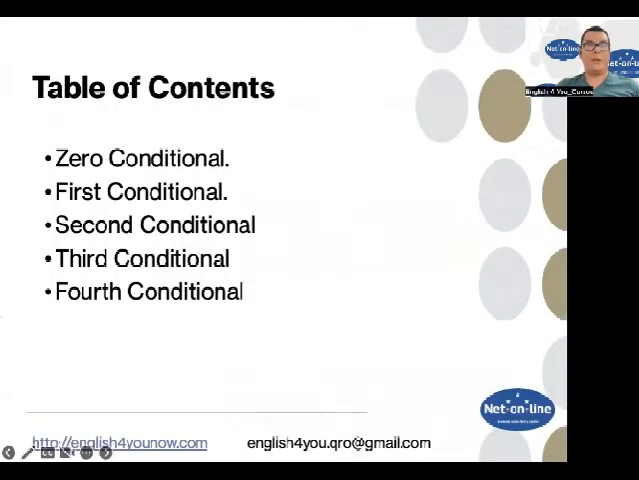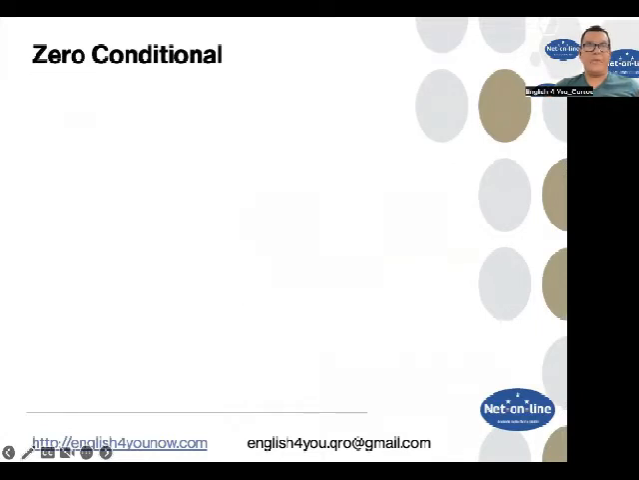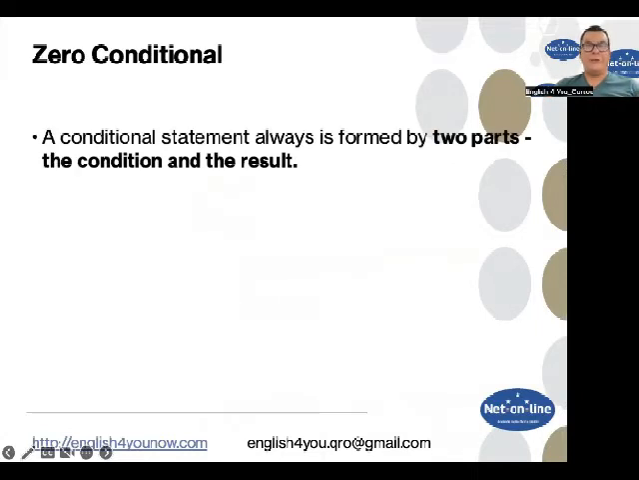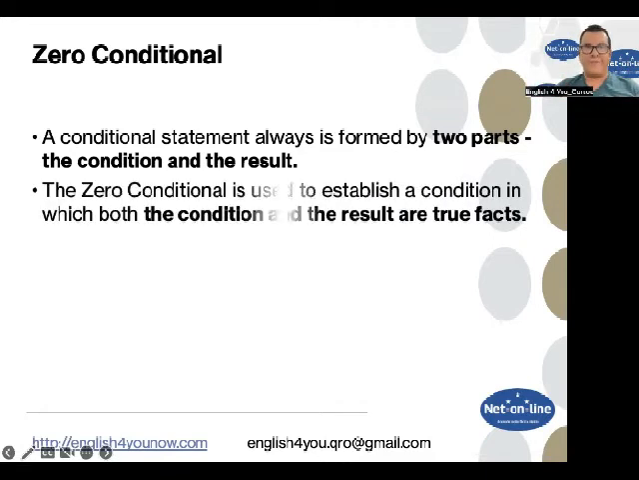Okay, so we're gonna get started today, the zero conditional. Here we go. In a zero conditional, guys, or in general in a conditional, we always need two parts. We need the condition statement and the result statement. That's how you form a conditional. All right, so remember, we need a conditional statement and the result statement. This is for all the conditionals.